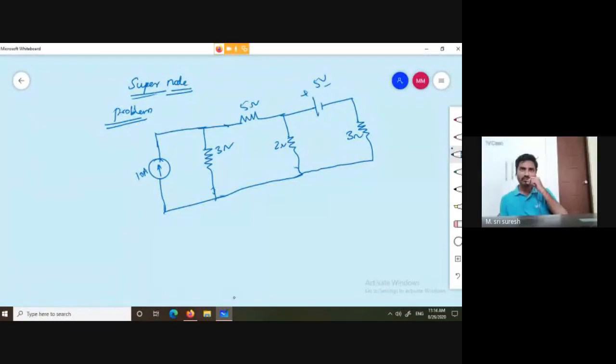Now see how many principal nodes are existing in this circuit. Here three elements are interconnected, so this is one principal node, the first node. And here also we can see three elements are joined, so this is the second principal node. So there are two principal nodes in this circuit. Now how many node equations will come? Two node equations.